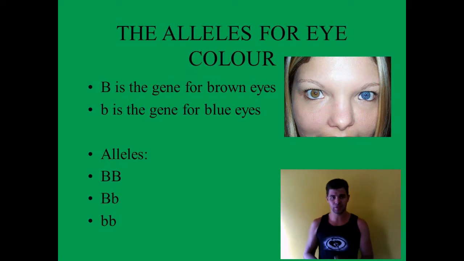So, this is an interesting picture actually. The picture is an image of somebody with two different eye colours. That's called heterochromia, and that's quite rare and quite elaborate, so I'm not going to go into that. That's a cool picture. So let's have a look at the alleles for eye colour.